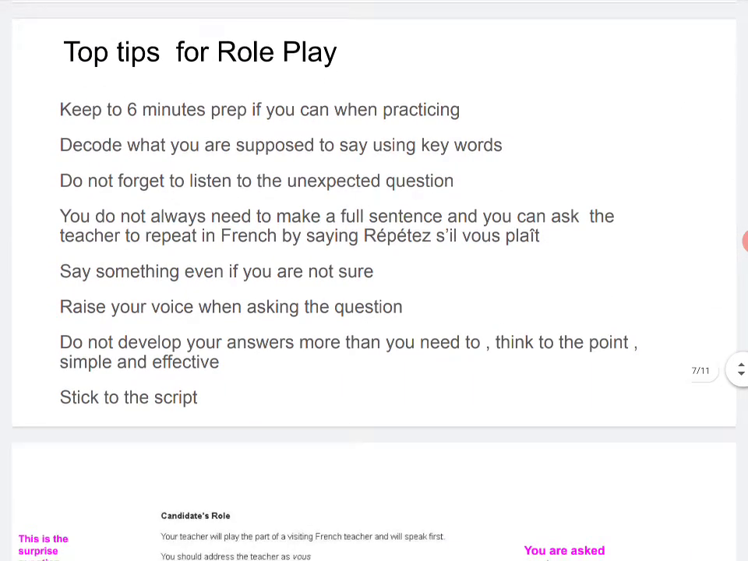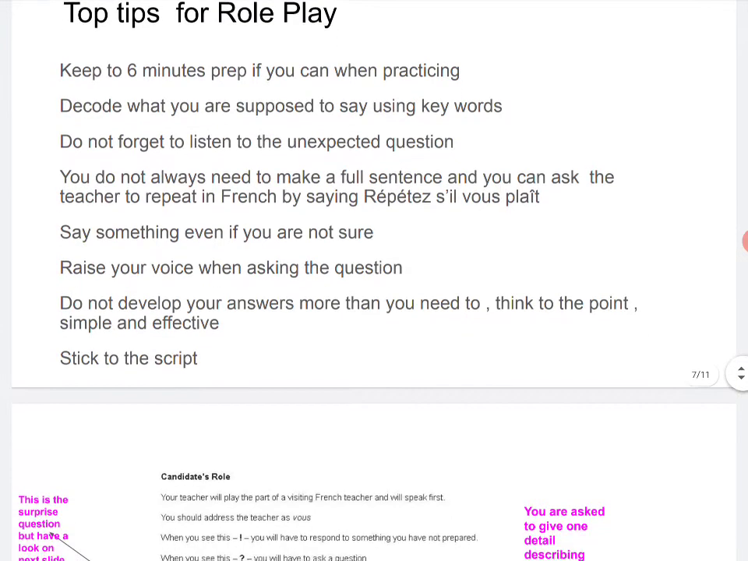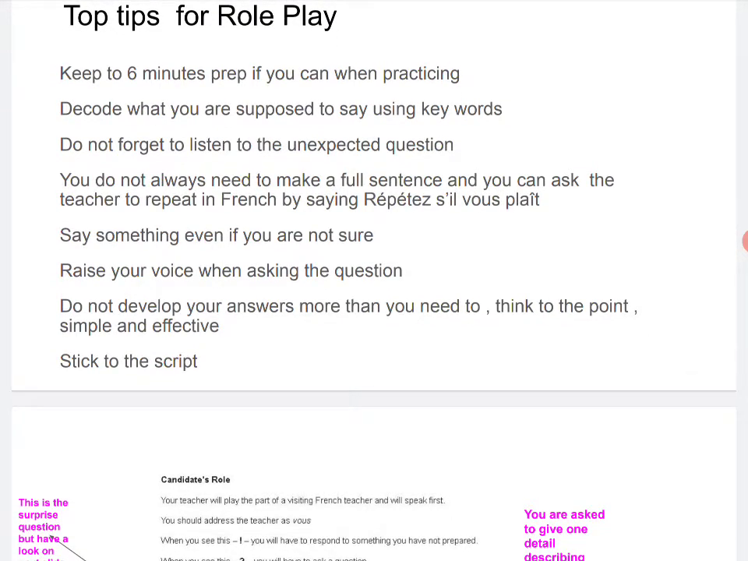So top tips for your role play: keep to 6 minutes prep if you can when practicing. Decode what you are supposed to say using the keywords. Do not forget to listen to the unexpected question. I would say it doesn't really matter if you don't understand what I'm asking you on the role play. You have to stick to the script. However, obviously for the exclamation mark, you will need to listen to what we're saying. And also the questions can be helpful in that they might provide you with some keywords that you might have forgotten. So as I said, you do not always need to make a full sentence.